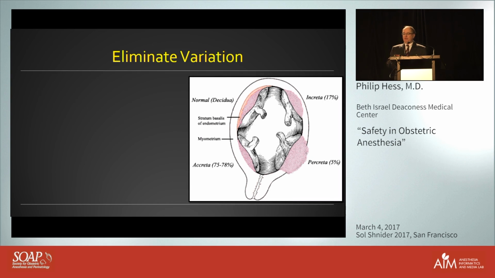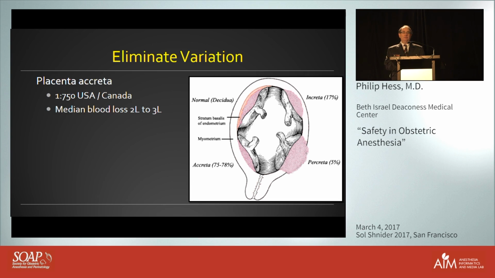Bigger example, eliminating variation. So placenta accreta is very common now, right? This is the consequence of having so many cesarean deliveries. It's about 1 in 750 deliveries has a placenta accreta of some nature. The median blood loss for these cases when they're surgical is 2 to 3 liters. So these are major cases, right? They are patient risk. We've all seen them. We've all had them. We know this.